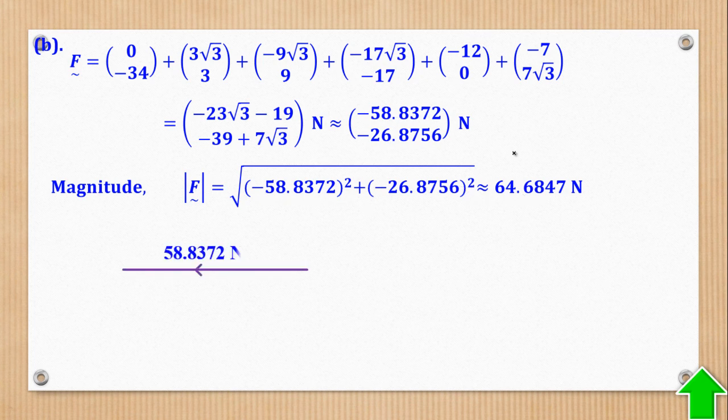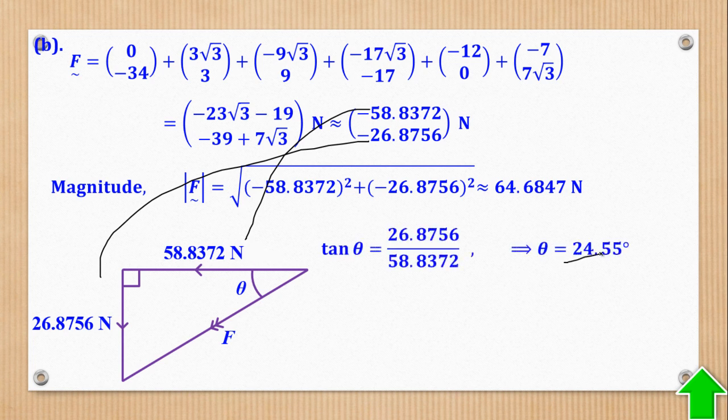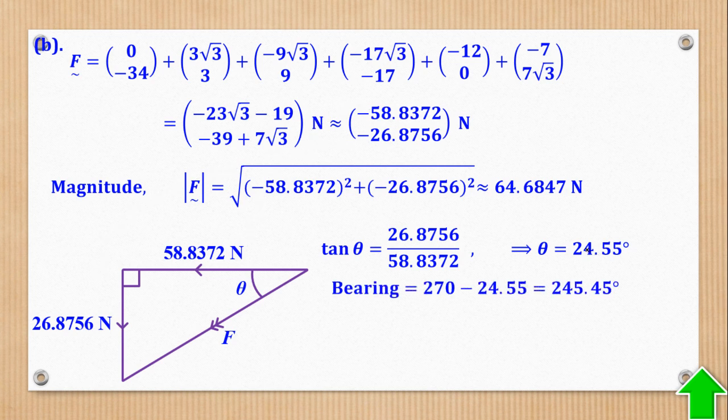Then the direction, we shall first sketch negative horizontal and negative vertical. Then the resultant is from the start to end, and the direction is theta. So using SOHCAHTOA, I can get the value of theta, which is 24.55. Therefore, the bearing will be, remember we said the bearing will start from north, so it has to be from here up to here, which will be 270 minus this to give you this as the direction they wanted.